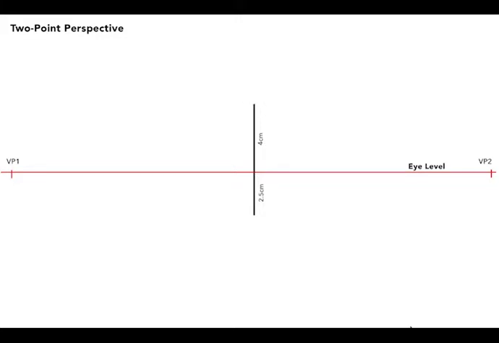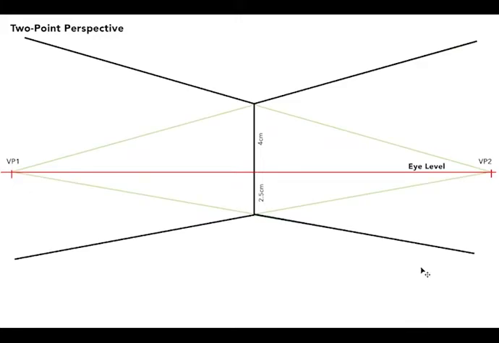Once we are done, we can draw two lines starting from VP1 and passing through this vertical line, like this. And you do the same for VP2. Have a line that touches the vertical line and goes beyond. So once you darken the lines, you can see that this represents the wall, the floor, and another wall, and that's the ceiling.